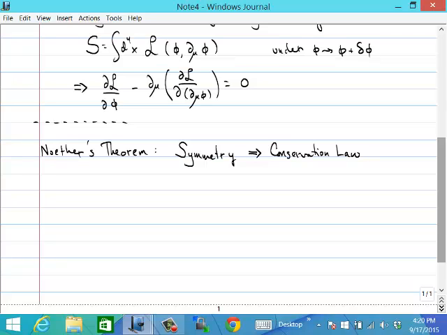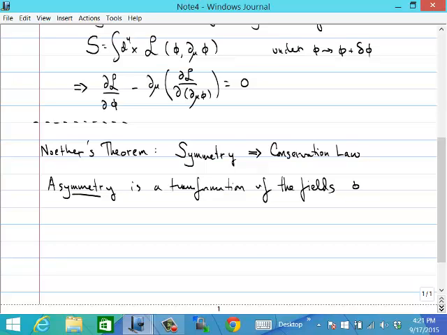So first, I'll need to tell you exactly what I mean by a symmetry. So a symmetry in field theory means exactly the same thing that it did in classical mechanics. In particular, it's a transformation of the basic degrees of freedom, which in this case are the field variables.